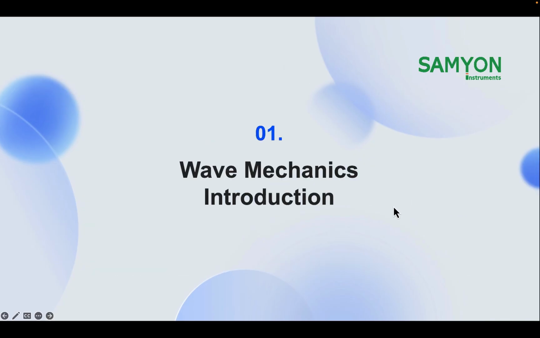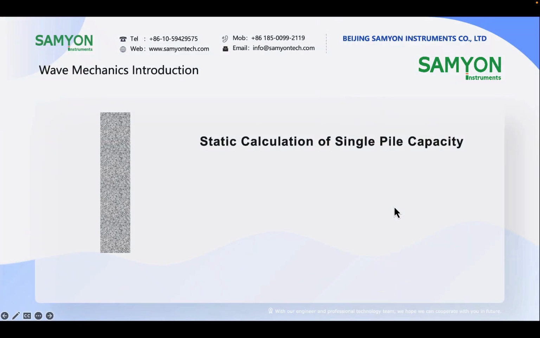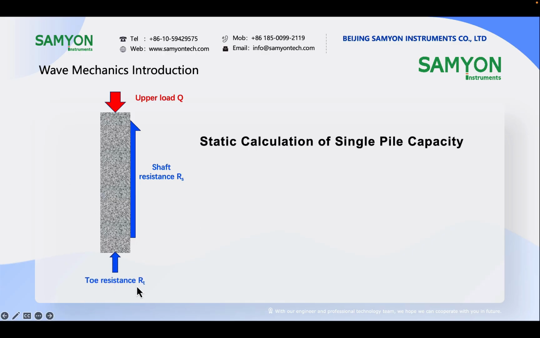First part is the wave mechanics introduction. Before we talk about wave mechanics, we need to take a look at the pile capacity. How do we calculate a pile capacity using the static calculation method? We know that the pile is used to bear the upper structure with a load of Q. And the pile capacity actually is from soil resistance, and it consists of shaft resistance, RS, and toe resistance, RT.